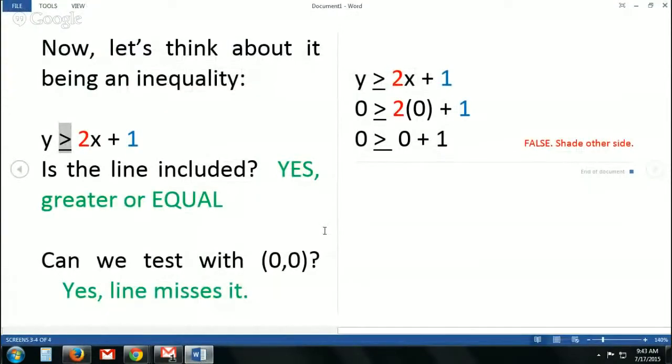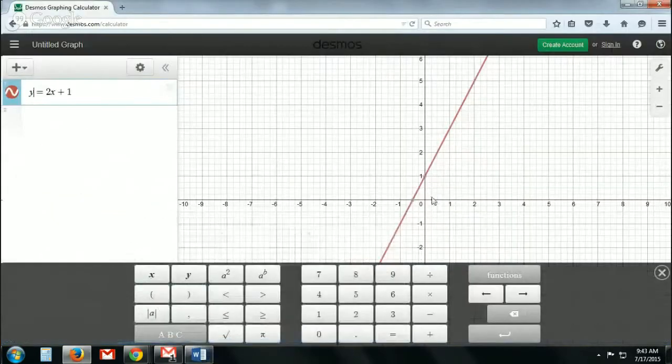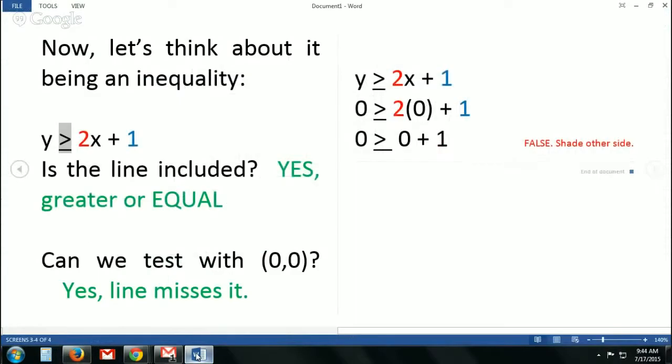Now, I need to know if I can test with (0, 0) or not. Did the line miss (0, 0)? Here's (0, 0). The line missed it, so we can use it as a test point. When I put (0, 0) in, if it's true, we'll shade on this side of the line where (0, 0) is. If we put (0, 0) in and it's false, we'll shade the opposite side away from where (0, 0) is. So let's test and see.